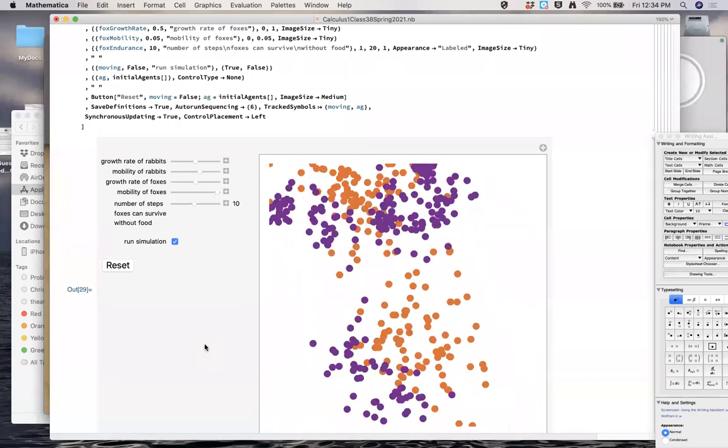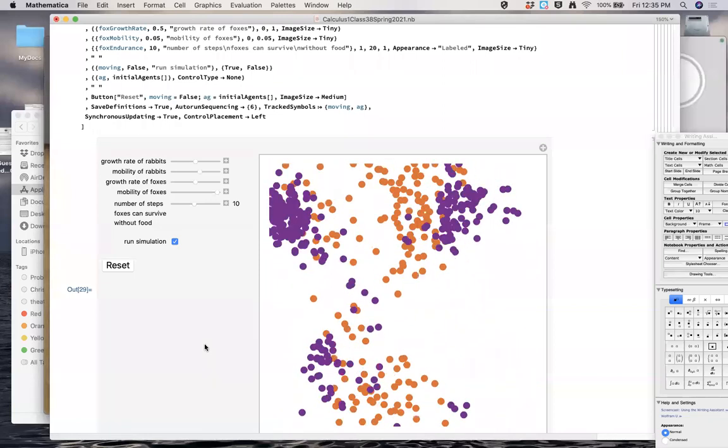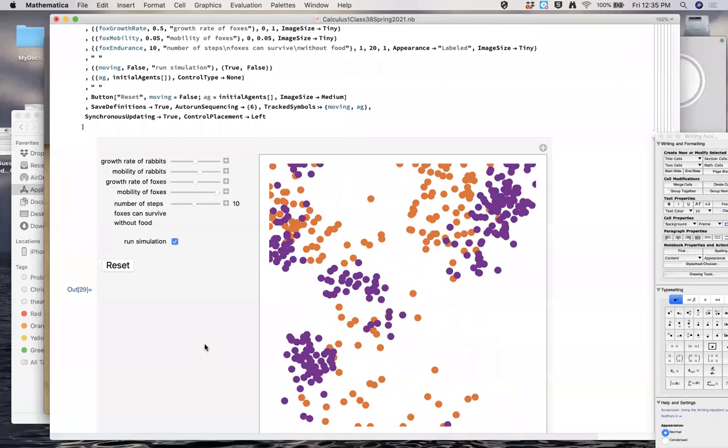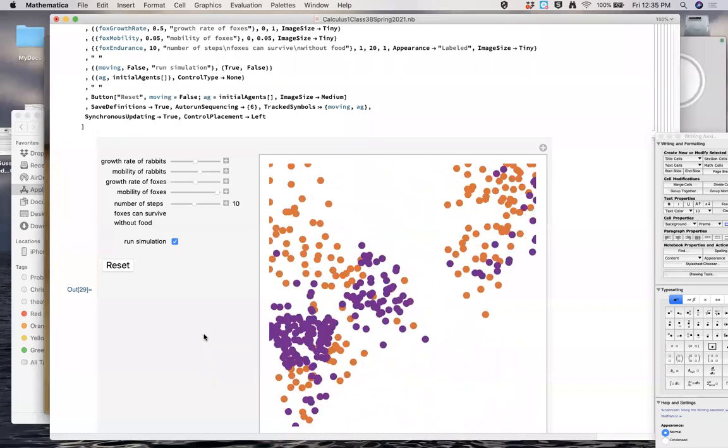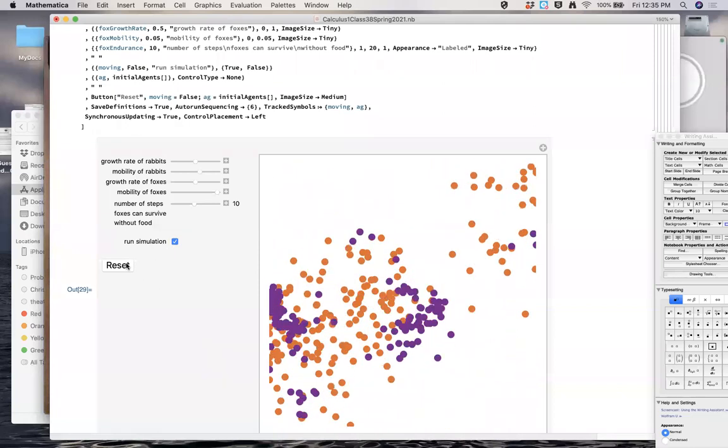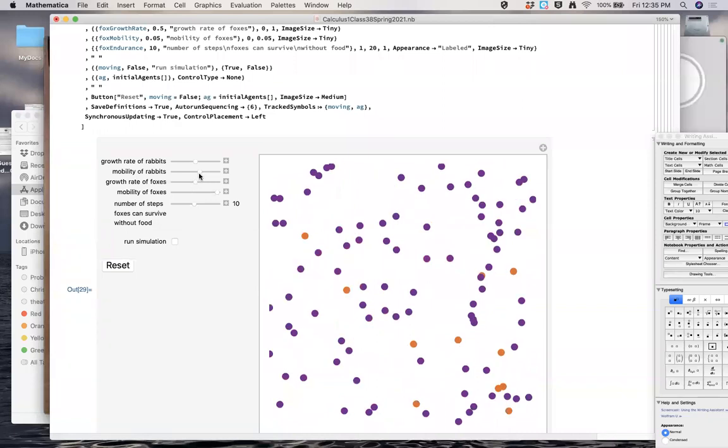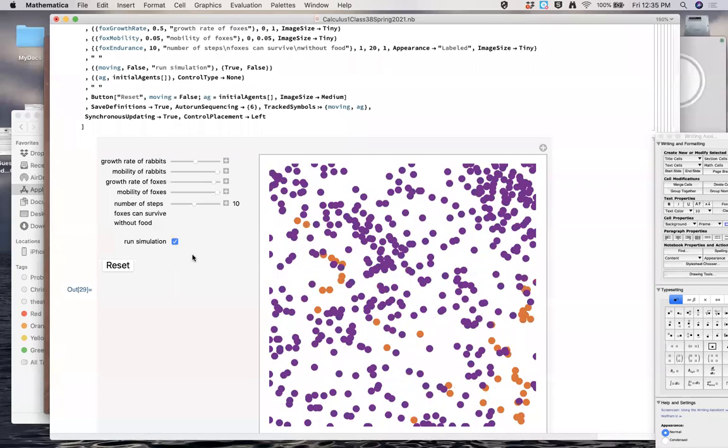And well, it's pretty interesting because if you think about watching this over time, it's kind of hard to predict what's going to happen. You can change various parameters. We can reset it. We can, for example, change the mobility of the foxes or the mobility of the rabbits. Let's make the rabbits be able to move faster, and maybe the growth rate of the foxes, make that high as well, and we can see what happens. We can see if that affects things. Run the simulation again.